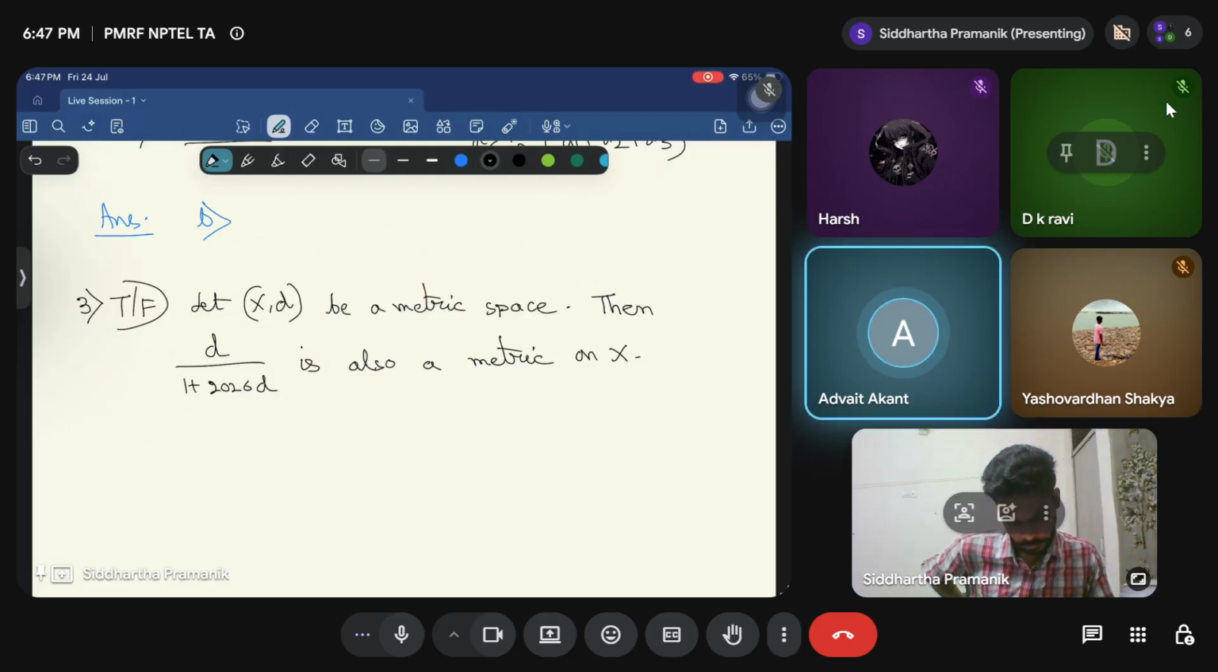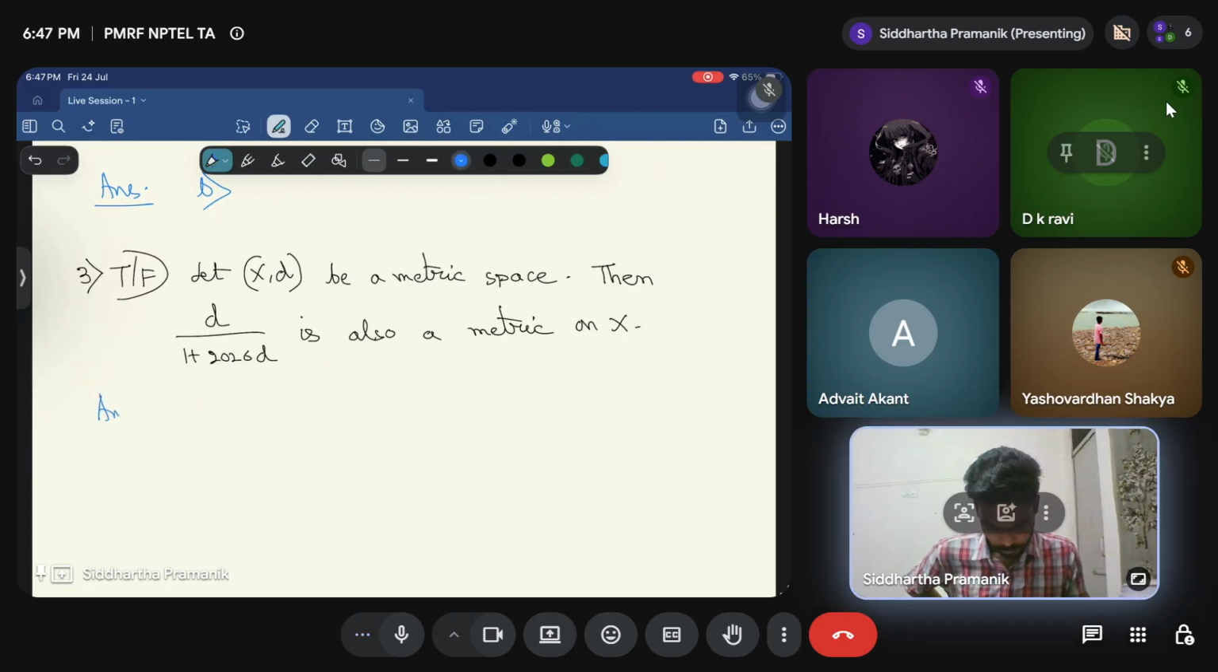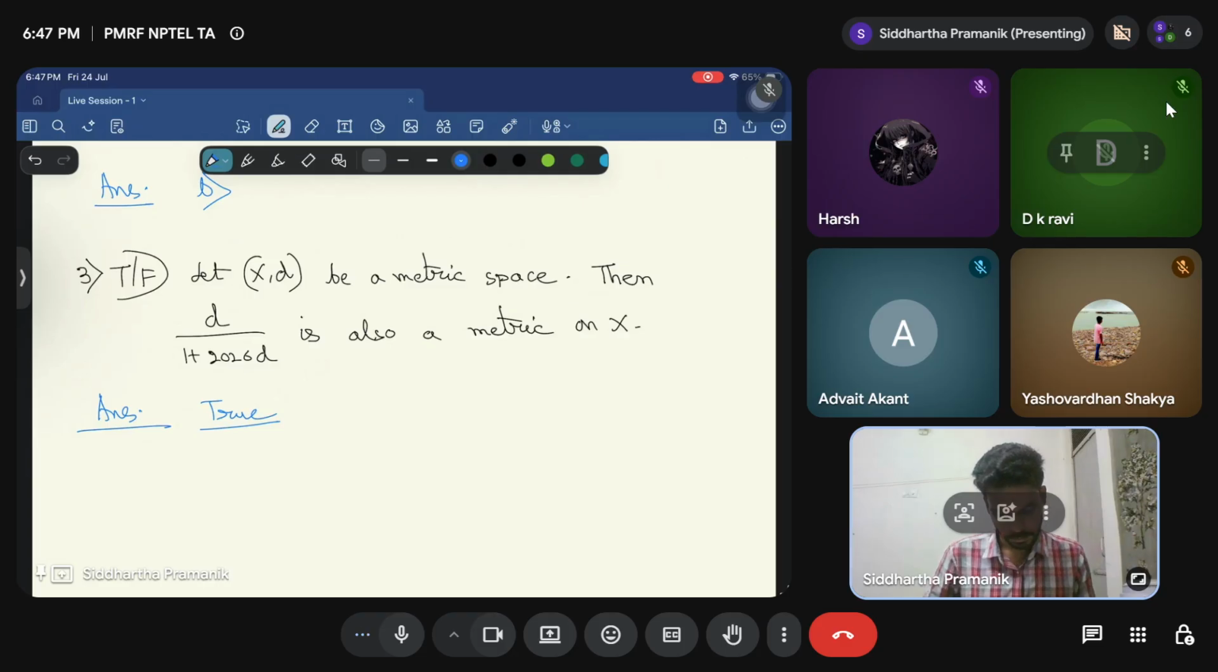2026D is a metric, yes. Then 2026D upon 1 plus 2026D is a metric, yes. Then 1 over 2026 times that is a metric. Yes, correct. So this is true. This is also more or less easy.